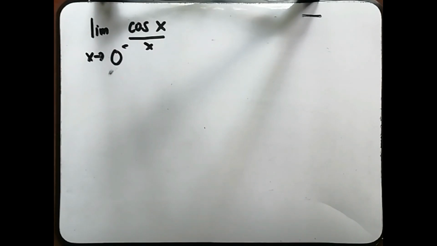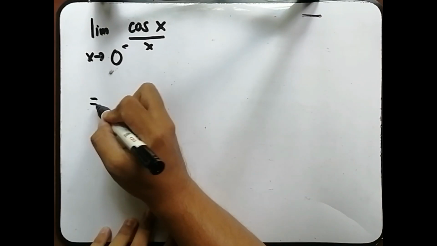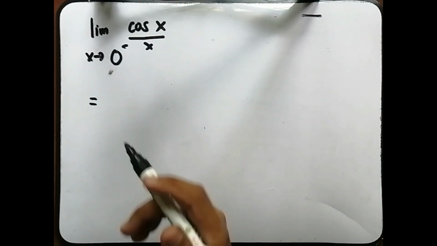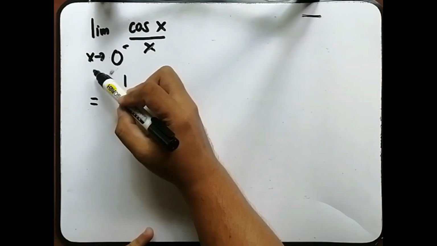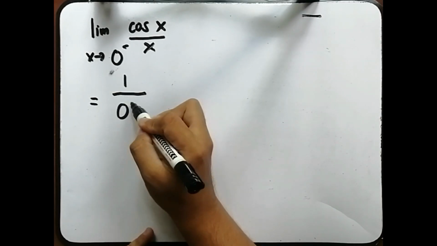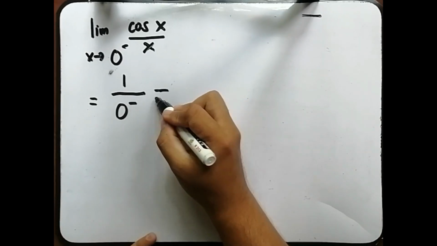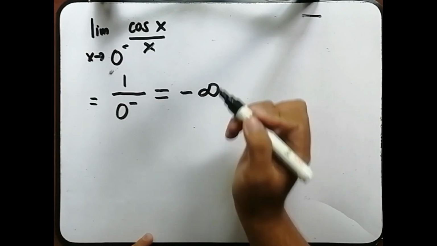Let's evaluate the limit of cosine x over x as x approaches 0 from the left. So by direct substitution, that is equal to 1 over, since x approaches 0 from the left, so by substitution that is 0 from the left. So the answer is negative infinity.